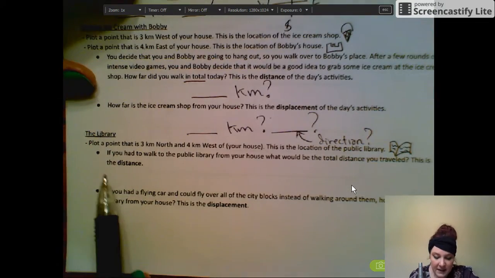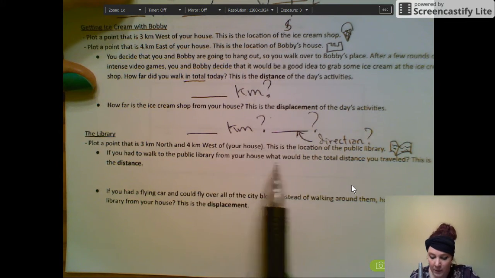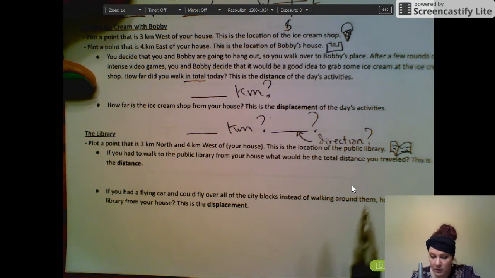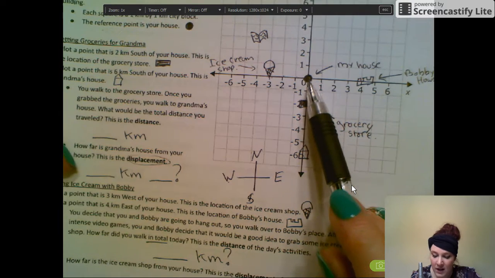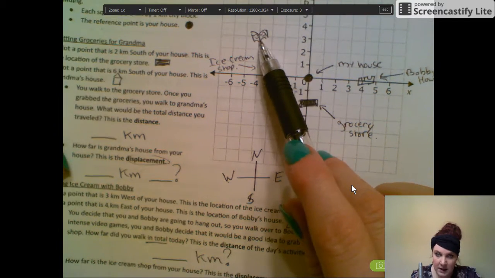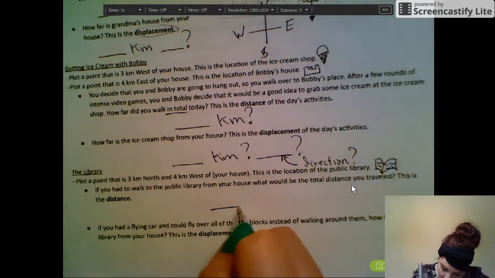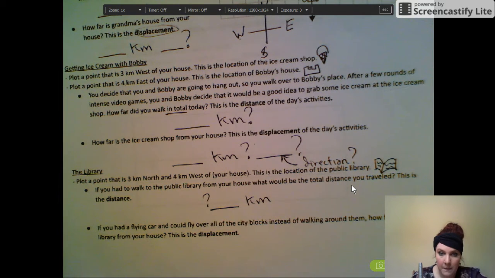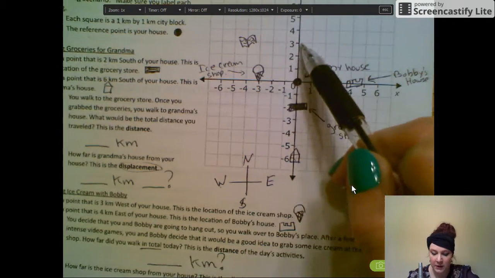It says if you had to walk to the public library from your house, what would the total distance be that you traveled? Okay, so I want you to think about how we have to go around all these blocks to get to the library. So how many kilometers did we go? How many kilometers did we have to travel to get here?